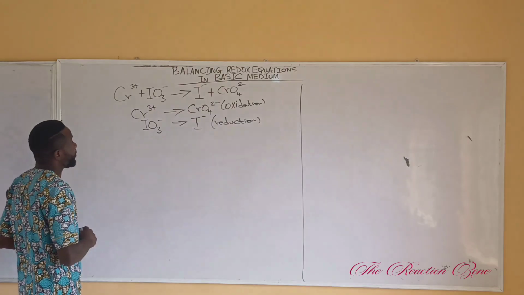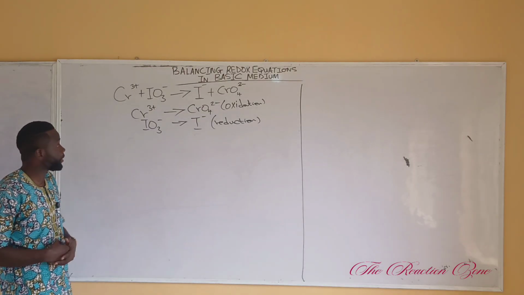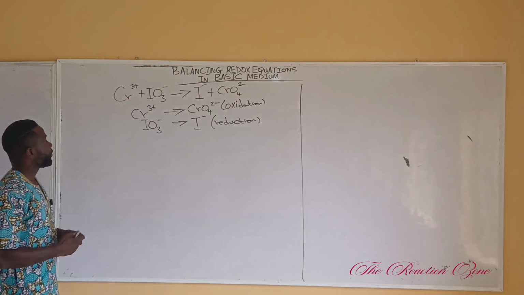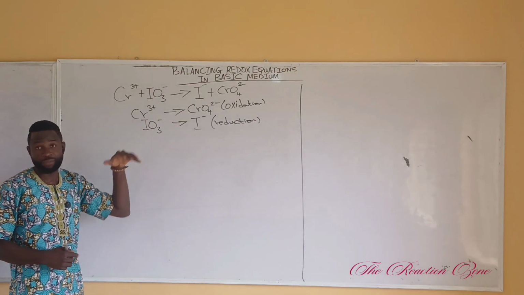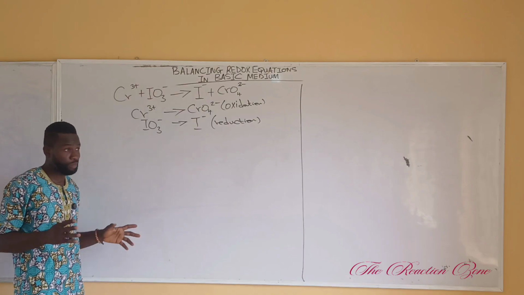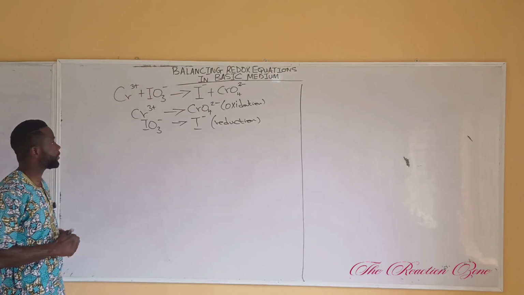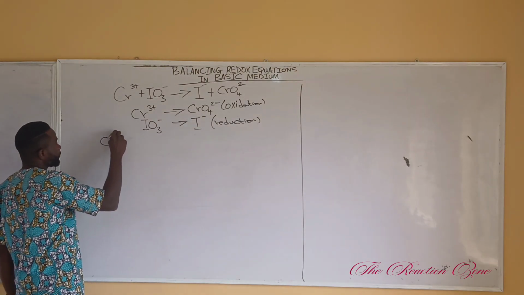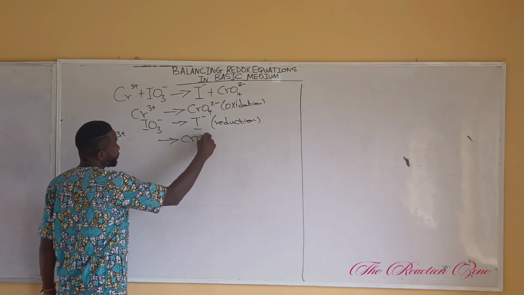So we can now proceed to balance the atoms. Just like in acidic medium, we'll start by balancing the atoms that are neither hydrogen nor oxygen. So chromium has one atom here, chromium has one atom here, so it is balanced. Iodine has one atom here, one atom here, it is balanced. So atoms that are neither hydrogen or oxygen are balanced. So let's take the first half equation, Cr3+ and CrO4 2-.